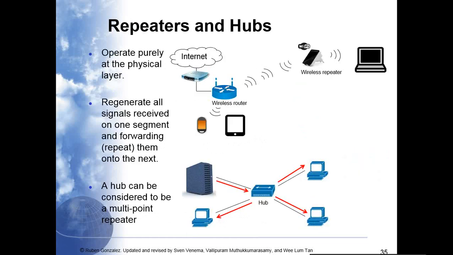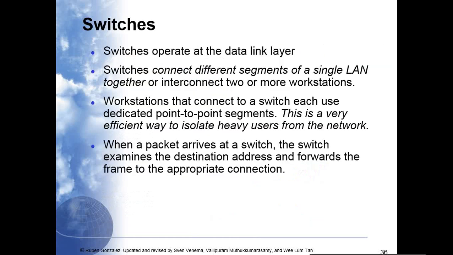Repeaters and hubs operate purely at the physical layer. They regenerate all the signals received on one segment and forward them, or repeat them, onto the next. A hub in this case can be considered to be a multi-point repeater. With a hub, basically you've got one message coming in and it floods it out on all the different paths that are available.